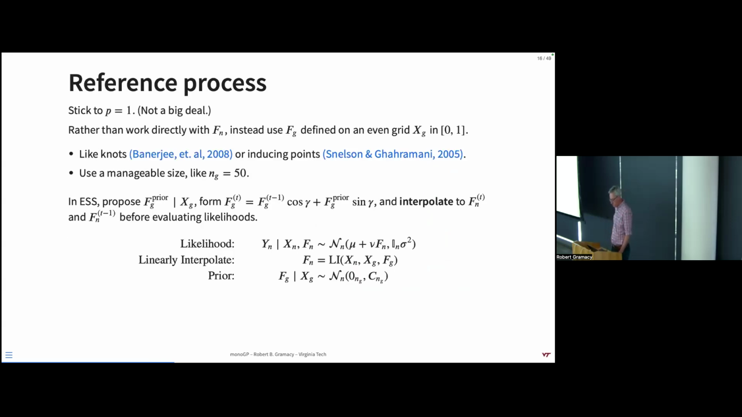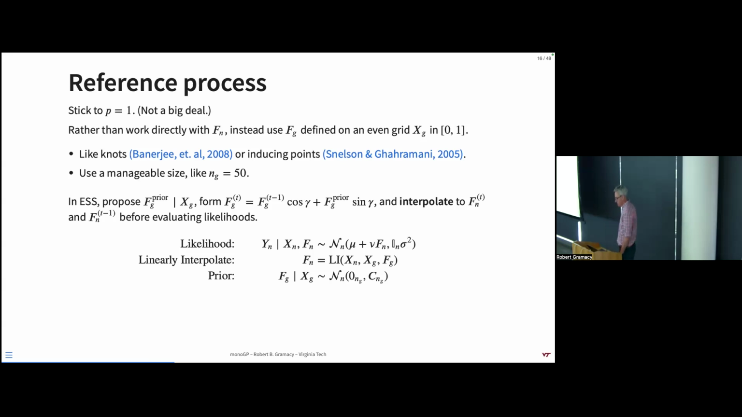Okay. So I'm going to define something that I'm going to call a reference process. And I'm going to stick to one input dimension, although I don't think this is a big deal for a few reasons, in part because what I'm going to show you later is really just a combination of many one-dimensional reference processes, although I think you could do this in higher dimension.